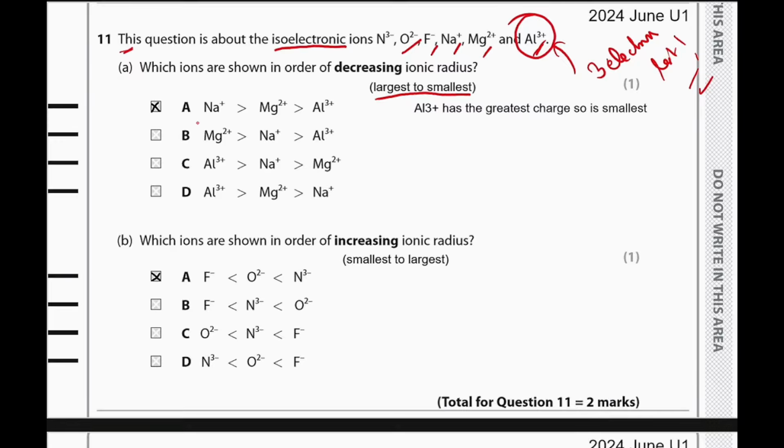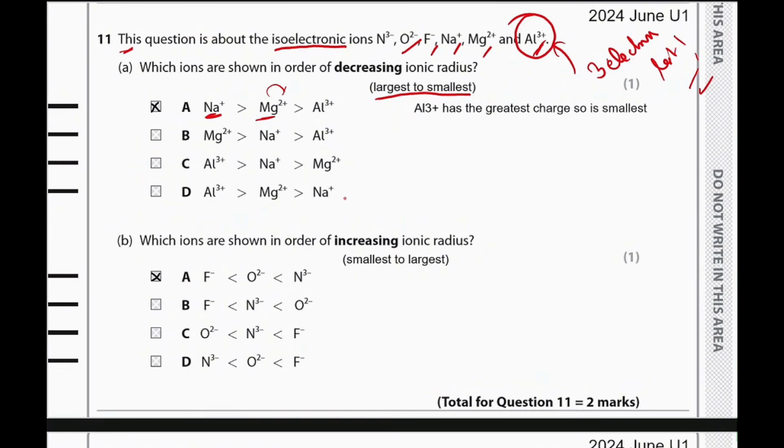Now A is the answer. Why? Because if you compare Na and Mg, you can clearly see that magnesium has a higher charge, which basically means that 2 electrons have been lost, meaning that the force of attraction in the magnesium ion compared to sodium is higher. That is the reason why it has a lesser ionic radius compared to Na plus. So this would be the correct order of decreasing ionic radius.